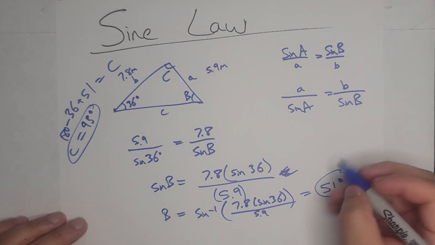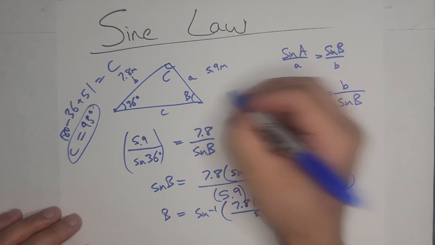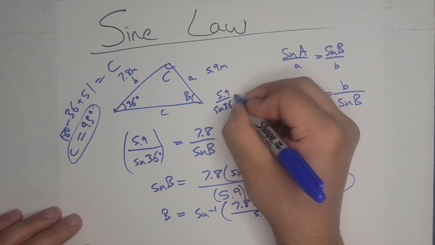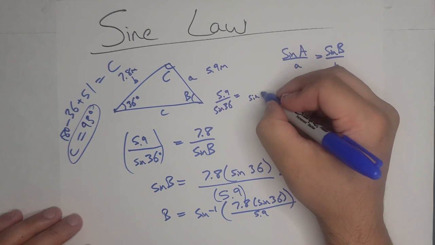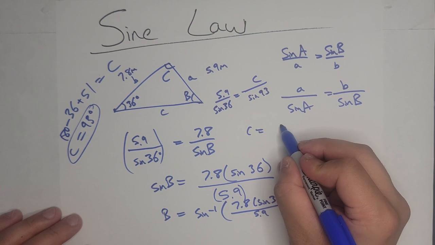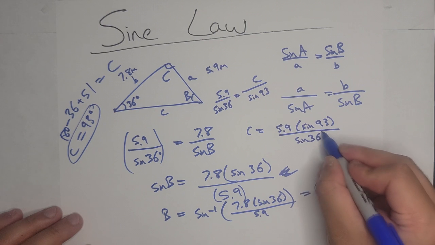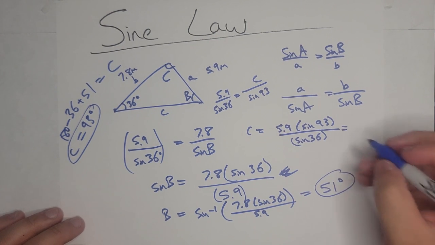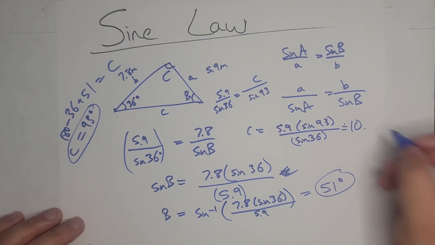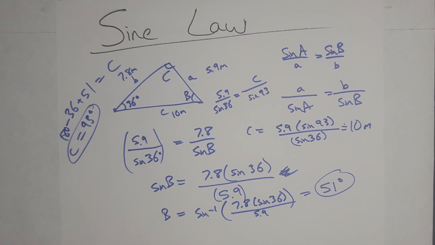And now, with that angle, I could just simply punch in the same 5.9 over sine 36 is equal to c over sine 93 that I got. So now c is going to be 5.9 sine 93 over sine 36. Punch that into a calculator and I got about 10 meters. Remember, I have meters in my units always. So, yeah, math is really definitely fun.